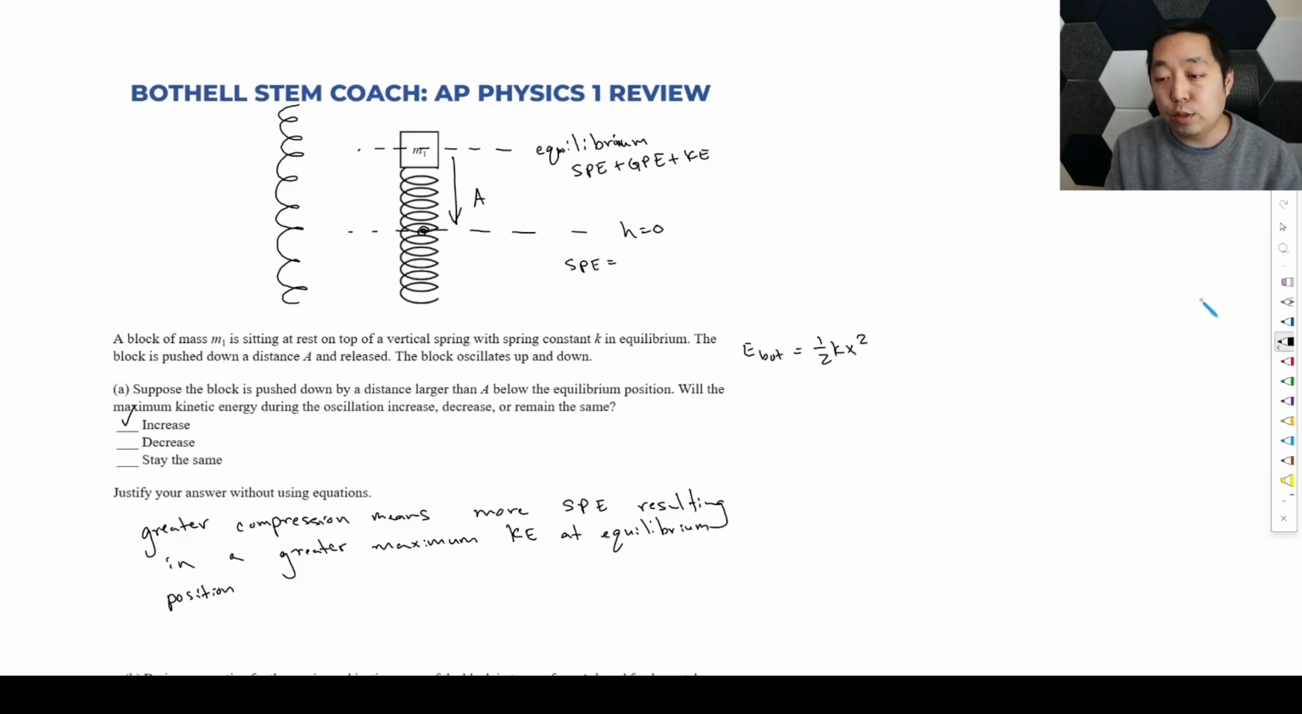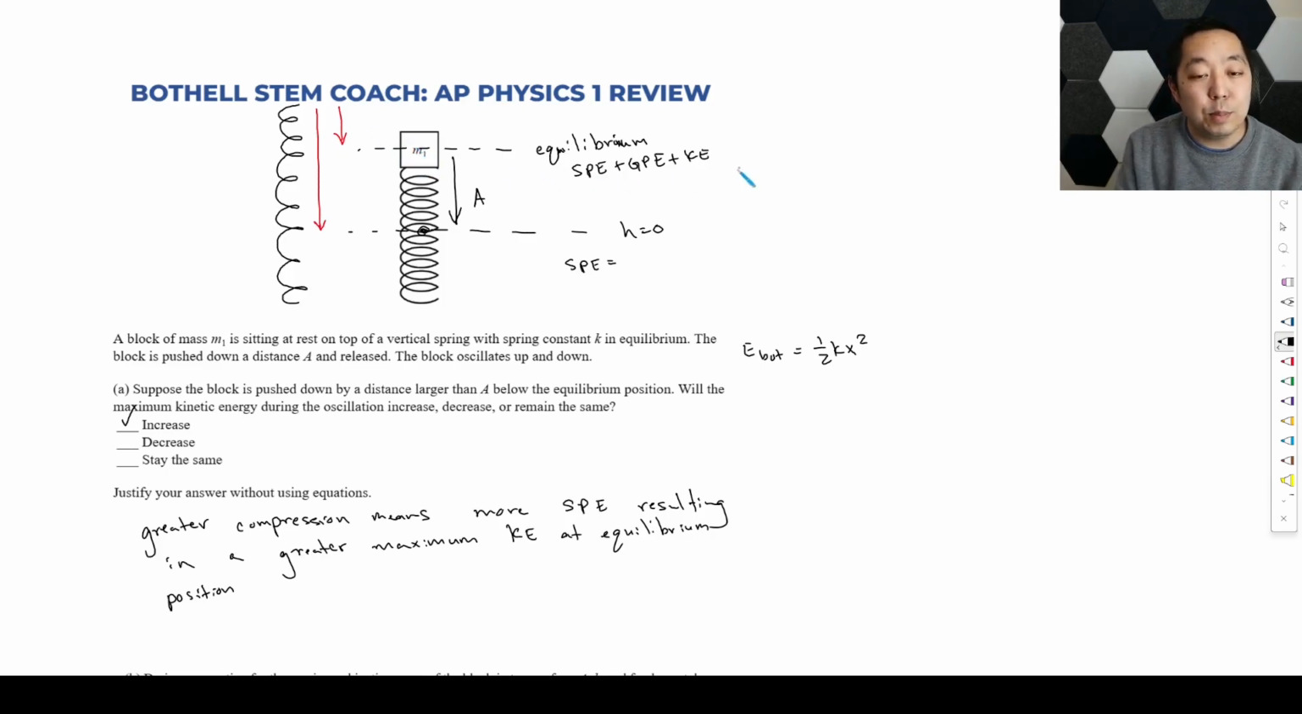Now, how much are you compressed? Well, that's the tricky part. This is the relaxed length. We're compressed this distance here. That's not A. The distance from here to here is A, but the distance from here to here we have to think about. And how much we are compressed at this point is based off of the equilibrium position.